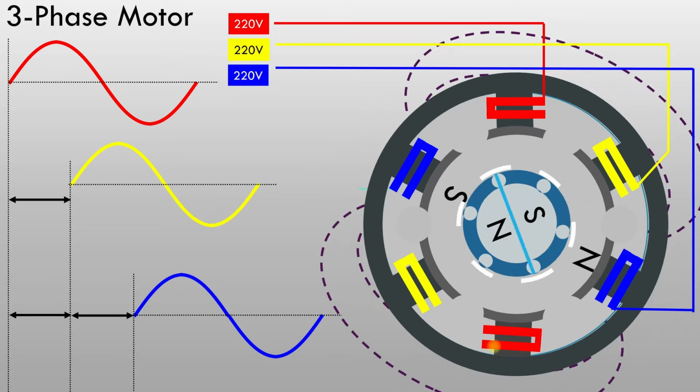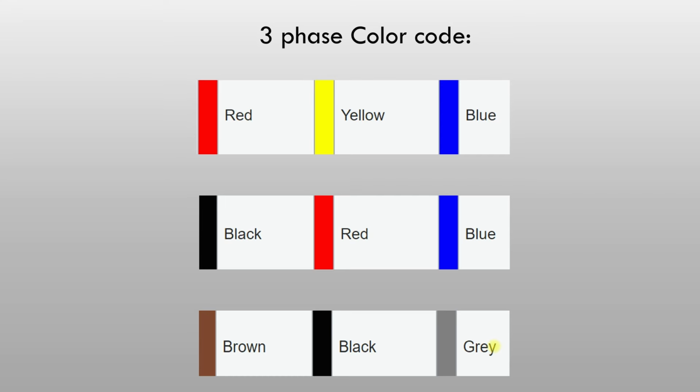Now 3-phase power has color codes depending on the country. In India we use RYB, in the US we use black, red, blue, and in Europe we use brown, black and grey.